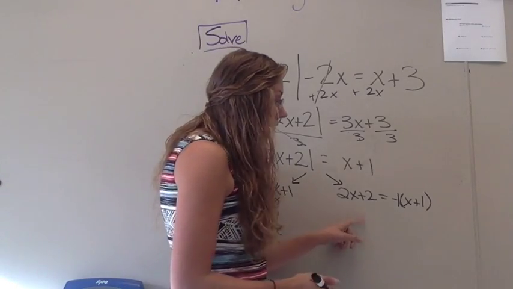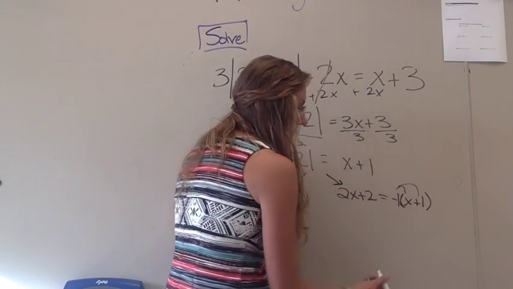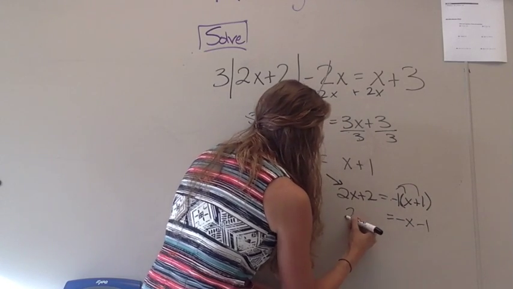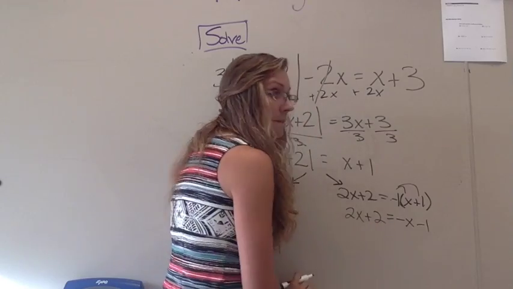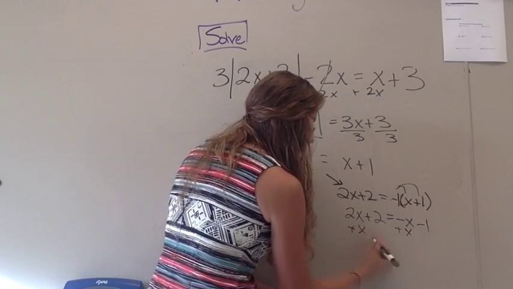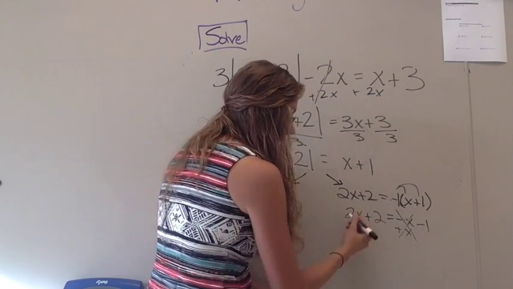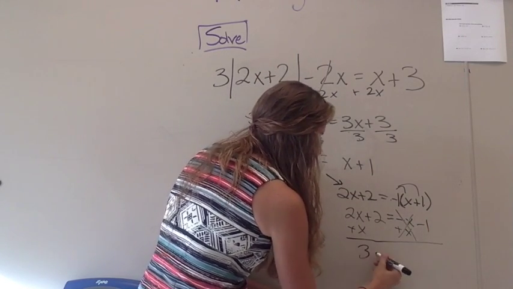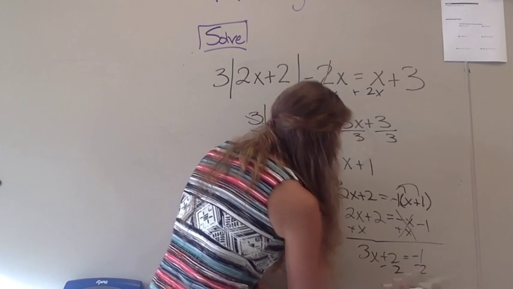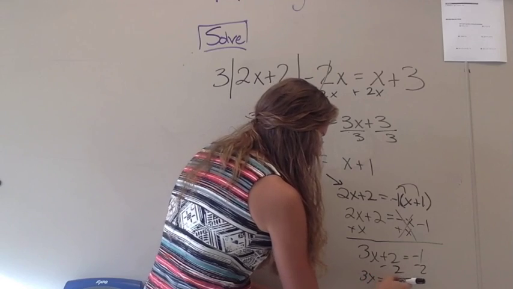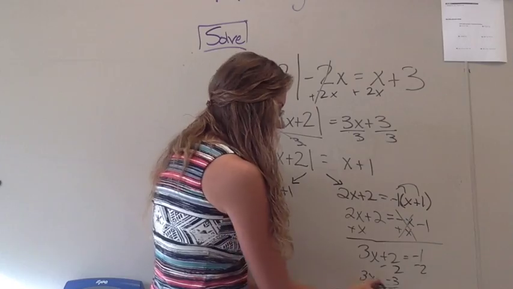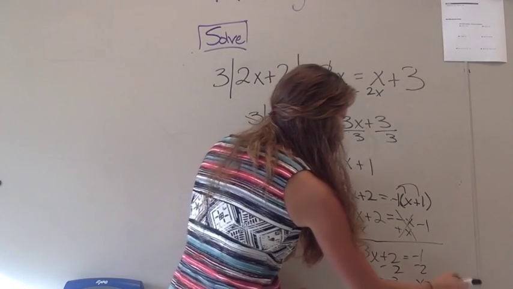I'm going to hop over here, distribute my negative 1. So I get negative x minus 1 with my 2x plus 2 in front. Now I'm going to move my x's to the same side, add x. Those cancel. And I'm left with 3x plus 2 equals negative 1 minus 2, minus 2. I have 3x equals negative 3. Divide by 3, divide by 3. And I'm going to get x equals negative 1.